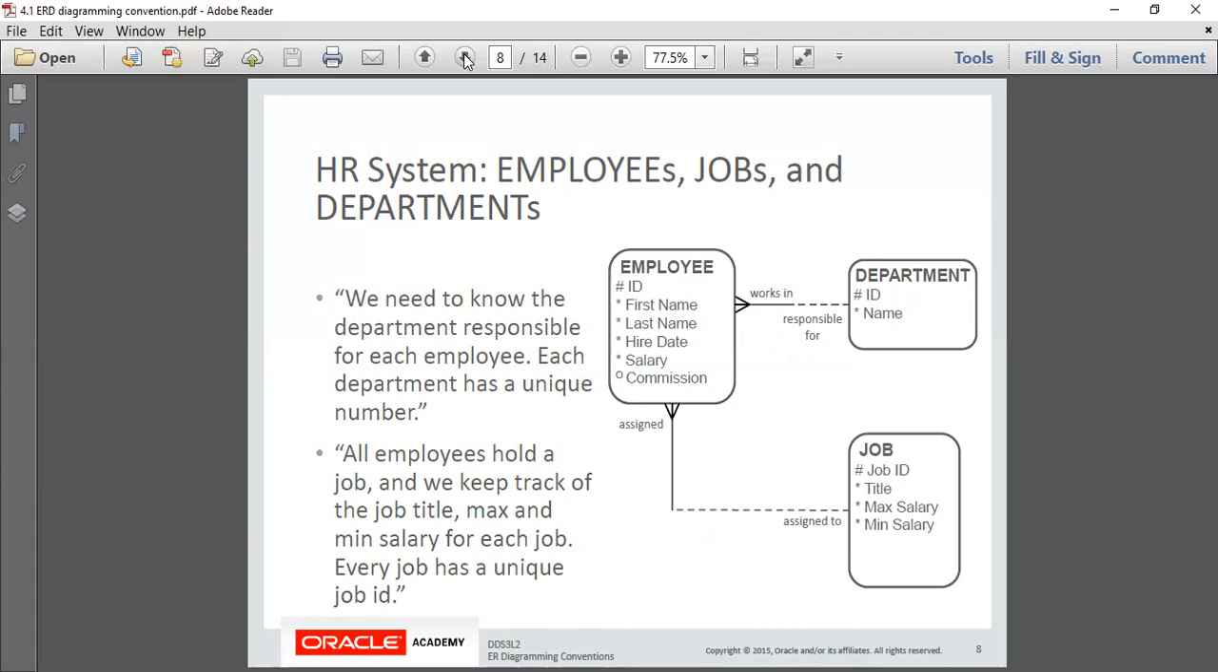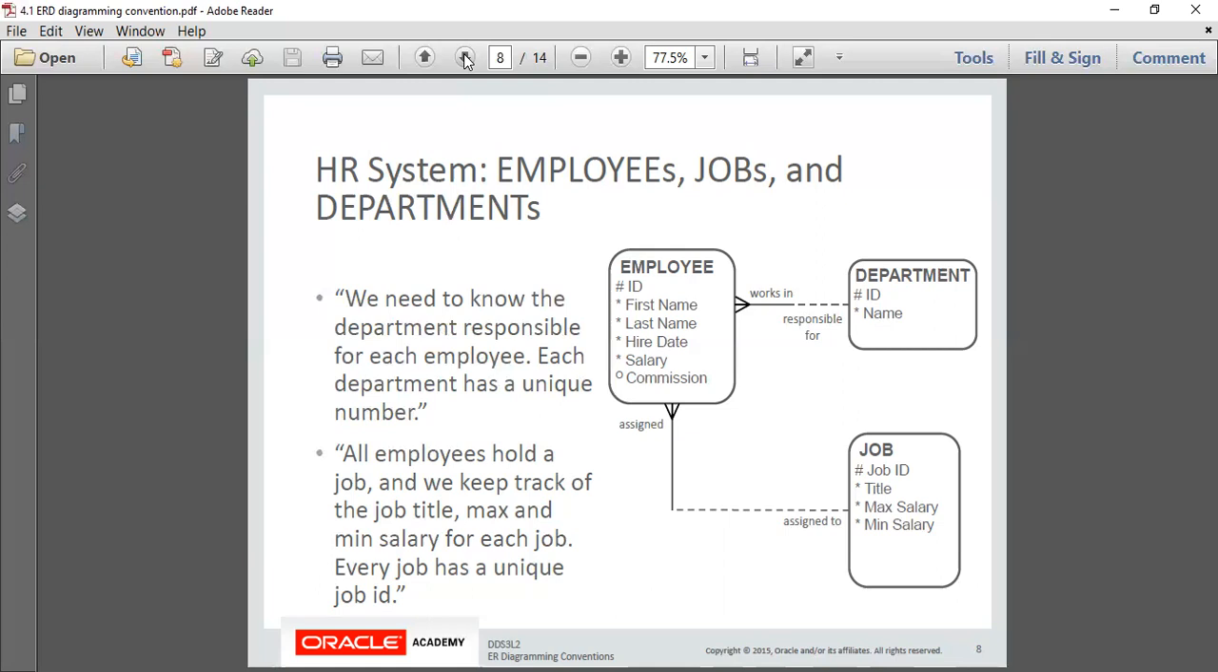On the department entity, we have two attributes there. We have the department ID and the department name. And then on the job entity, we have the job ID, the job title, the maximum salary, and the minimum salary. So this is how we represent our entities. We have the entities and their attributes, and then we have those lines between the entities. Those are basically referred to as relationships.